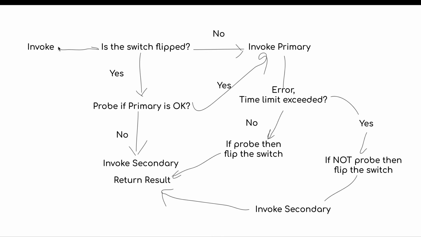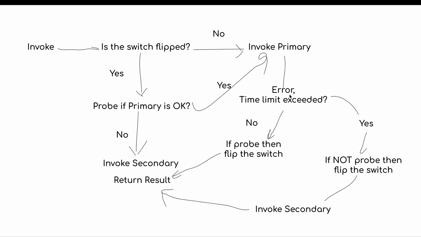So let's assume the scenario where the switch is flipped. We have already flipped the switch so that the calls are all moving to secondary. At this point, if we decide that we don't want to probe the primary, then we just invoke the secondary. But if we do determine that we want to probe the primary, we invoke the primary.